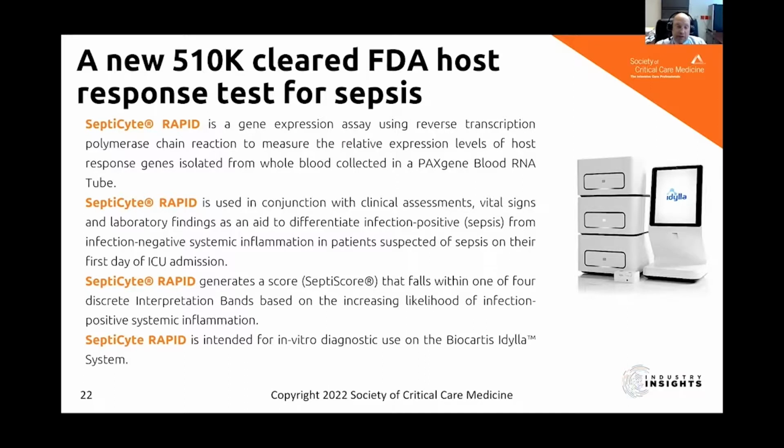And we'll see as Dr. Davis goes into practical application in the second part of this industry insight discussion. And this SeptiCyte Rapid is intended for in vitro diagnostic use using the Biocartis Idylla system for analysis.